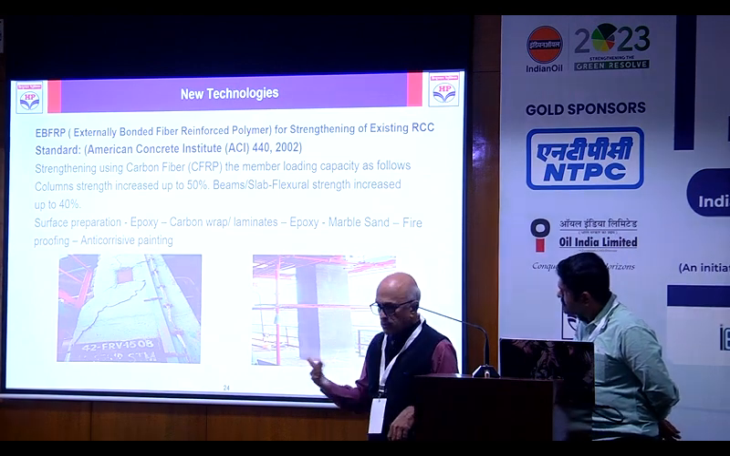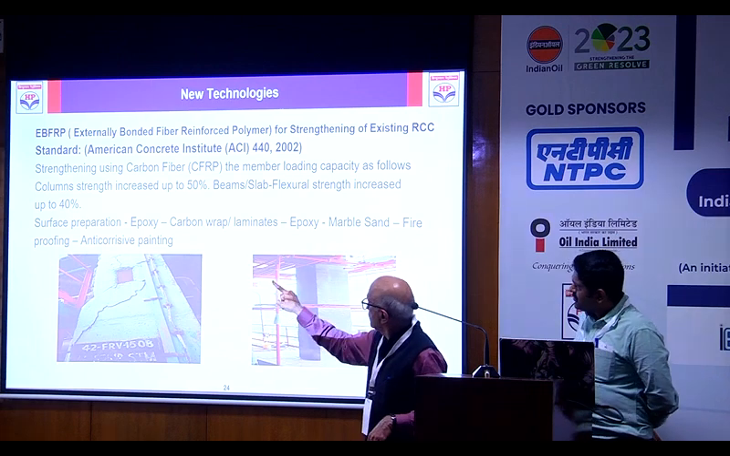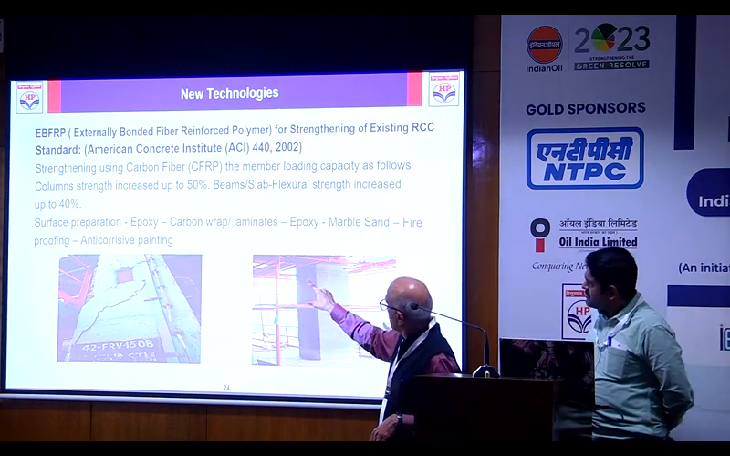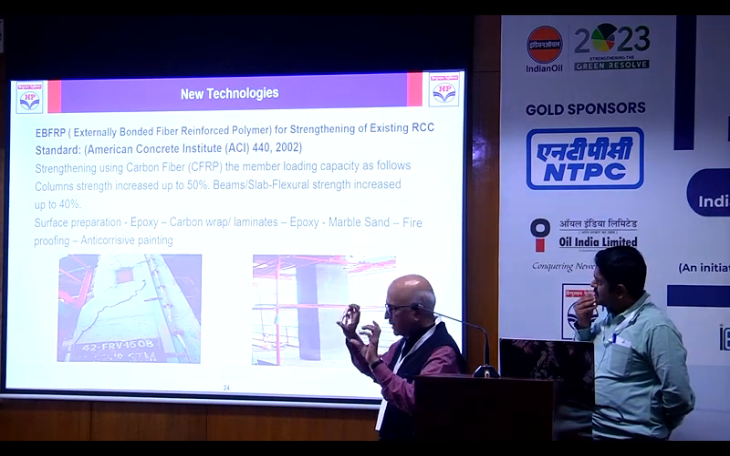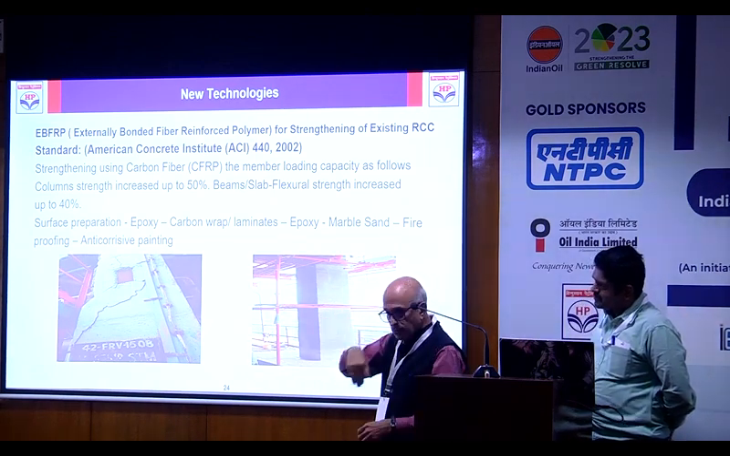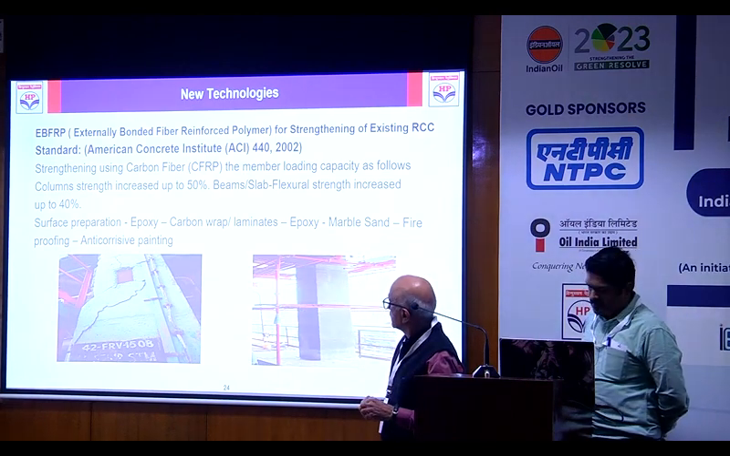These are fiber wraps as well as laminates. These we used. You do surface preparation, apply epoxy, then carbon wrap or laminate. If it is beams, you put wraps. If it is slabs, laminates. Columns, you put a wrap. Marble sand you put, then fireproofing, then anti-corrosive painting.